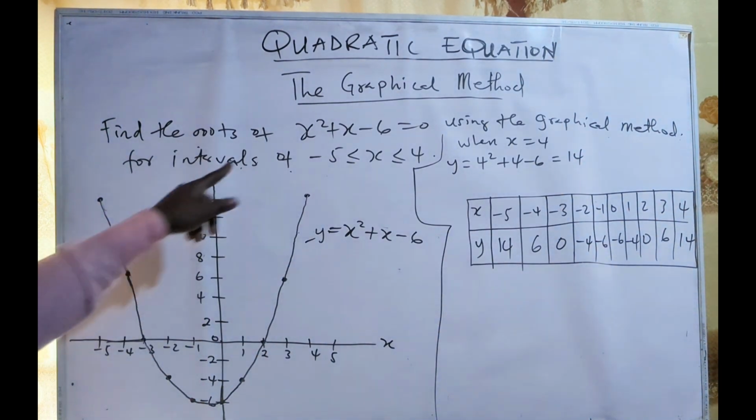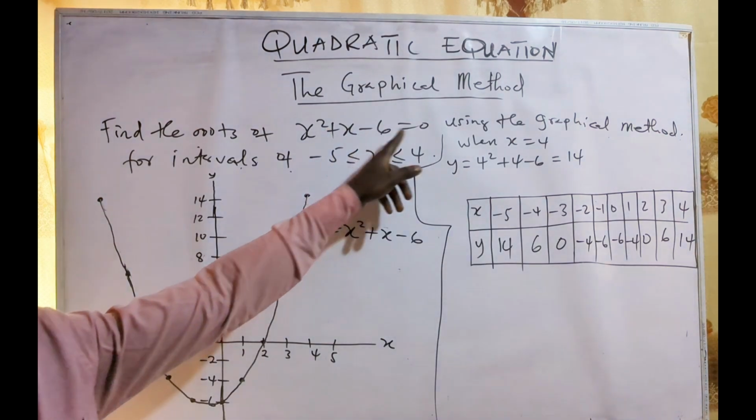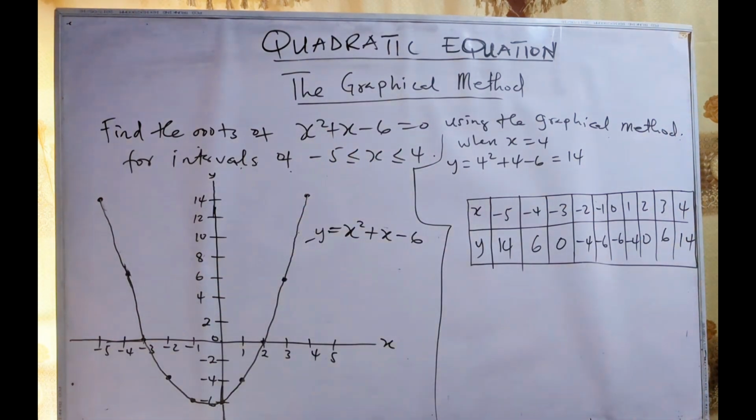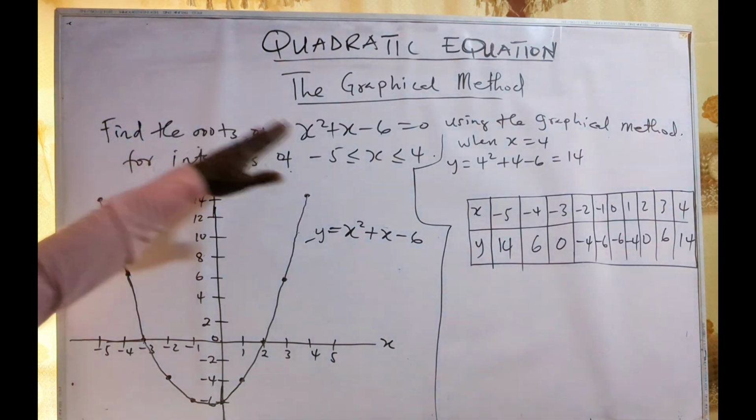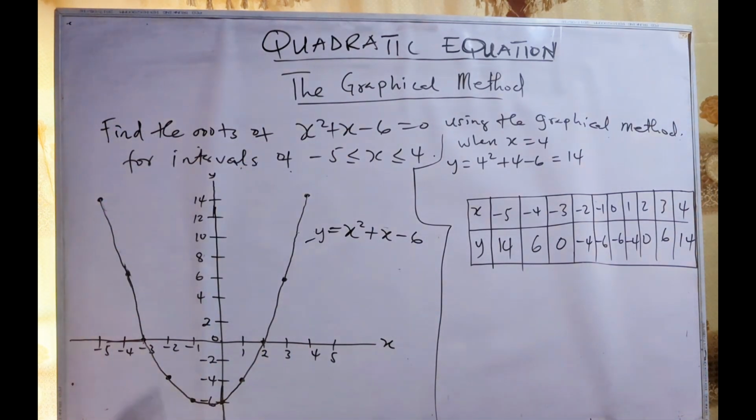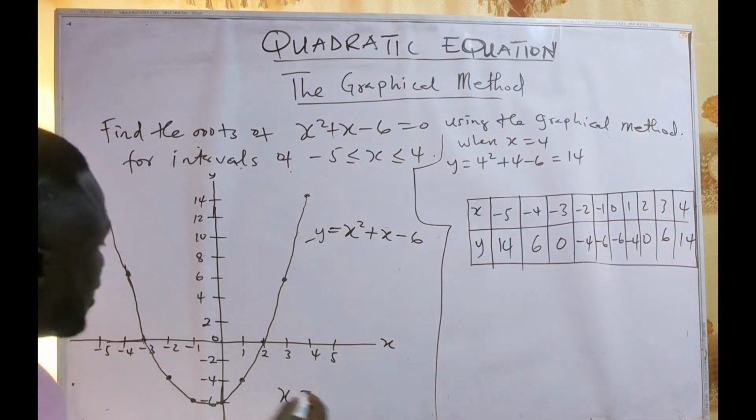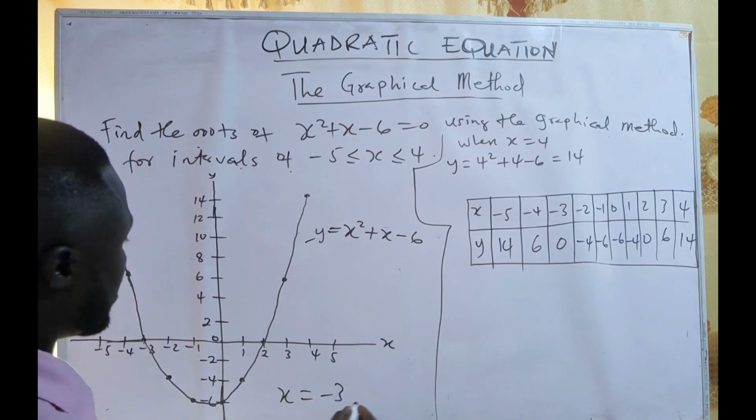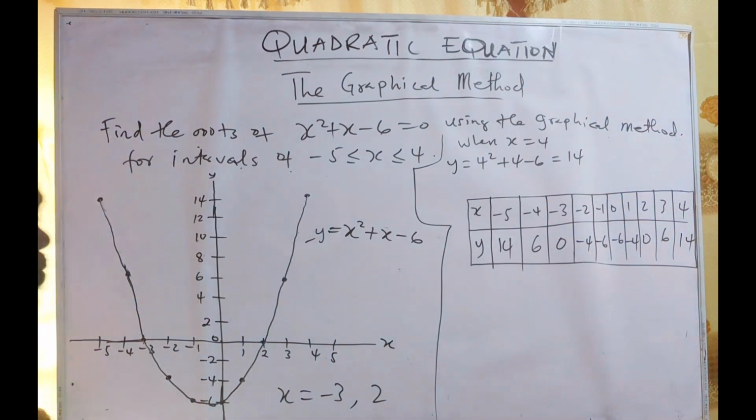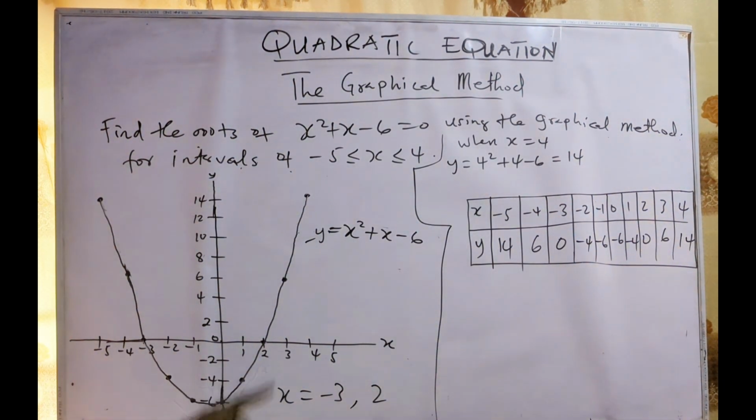So we are finding the root of x squared plus x minus 6 equal to 0. And you say, how do you find the root? The roots of the equation are the two values of x that satisfy the equation. To get the roots, you look at the curve, where the curve touches the x axis. Let's see where the curve touches the x axis. The curve touches the x axis where x is equal to -3, and then where x is equal to what? 2.